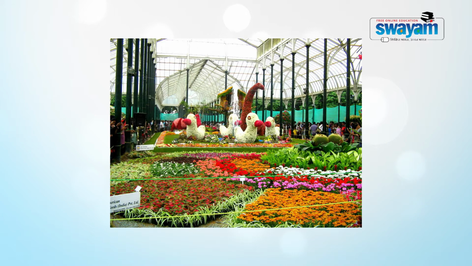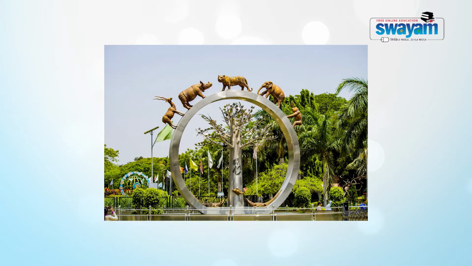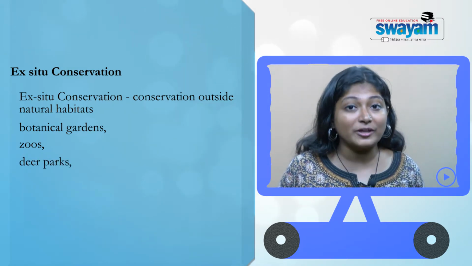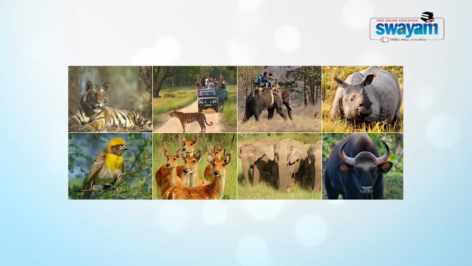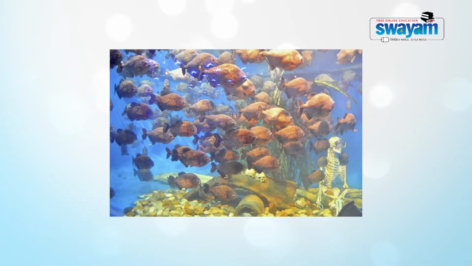For instance, we have botanical gardens wherein a lot of species of plants are kept and protected and grown outside their natural environment. We also have gene banks where the seed or the genetic component of particular species will be preserved and conserved and kept, especially for diverse species and species that are on the verge of extinction or are threatened. So a lot of species that are threatened or on the verge of extinction are conserved through ex situ methods.